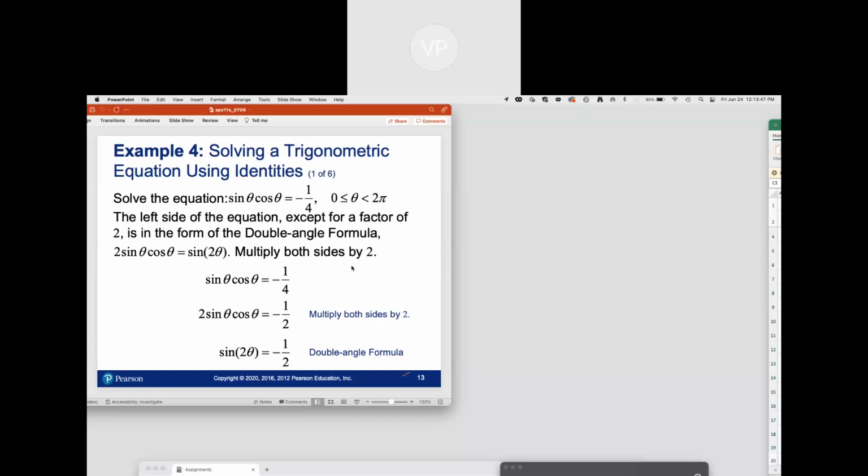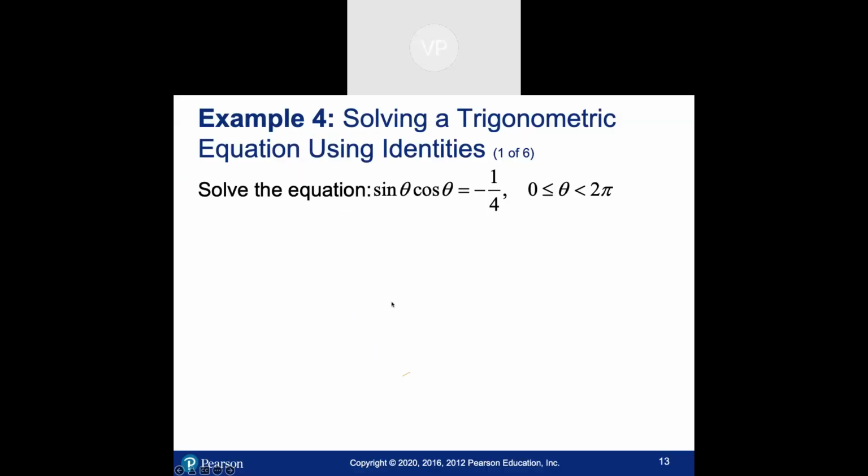So in this particular case, we have sine of... let's see, what are we trying to do here? Solve a trig equation using identities. So we have an equation: sine theta cosine theta equals -1/4. We want to solve for theta. Find what thetas make this true.